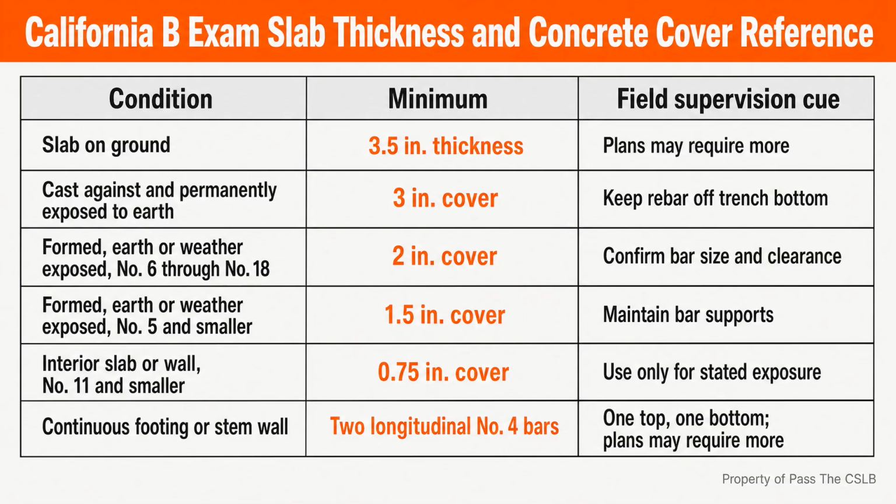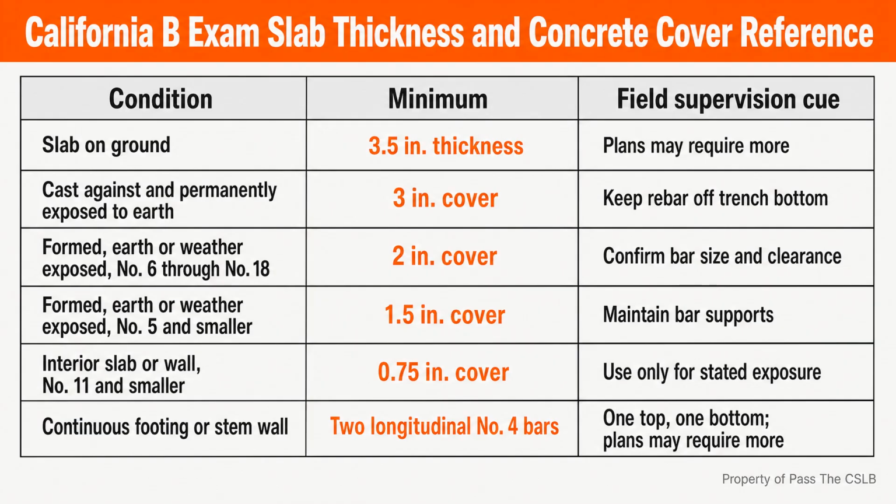The largest value belongs to concrete cast directly against earth. The formed and weather-exposed values depend on bar size. The smaller interior value applies only to the stated interior condition. I use the exposure first, then the bar size, then the approved plan. That order keeps the numbers attached to the condition instead of floating around as disconnected facts.